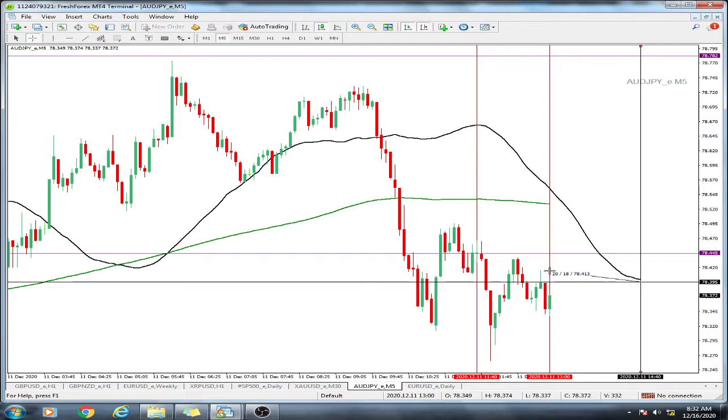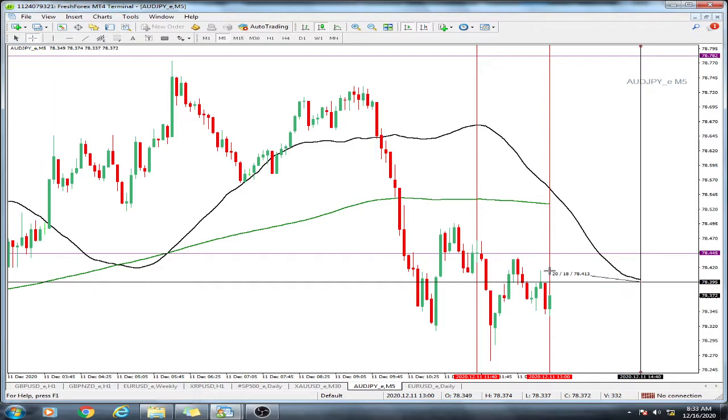Yes, it's 20. You can see that the first number in between is 20, 18, 78. So on the crosshair there's this number: 20/18/78.413. The first one is the number of candles. The next one is the number of pips from the point of anchor, that is 78.375, and then the last one is the price where the anchor is at now. So the anchor is actually the plus sign. Okay, I hope that makes some sense.